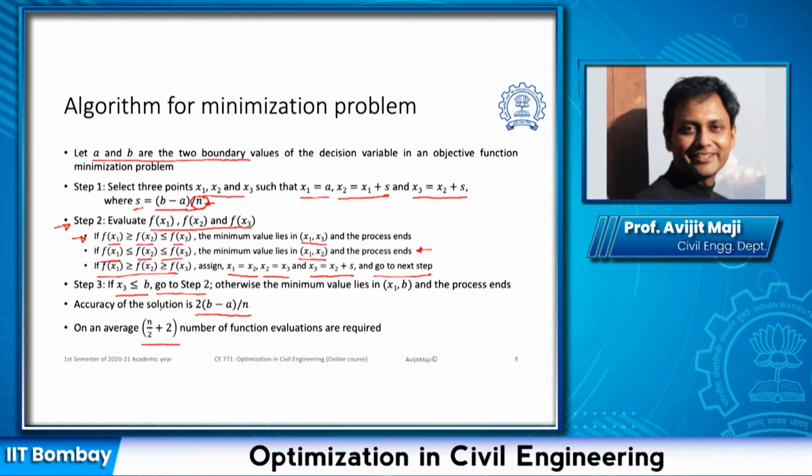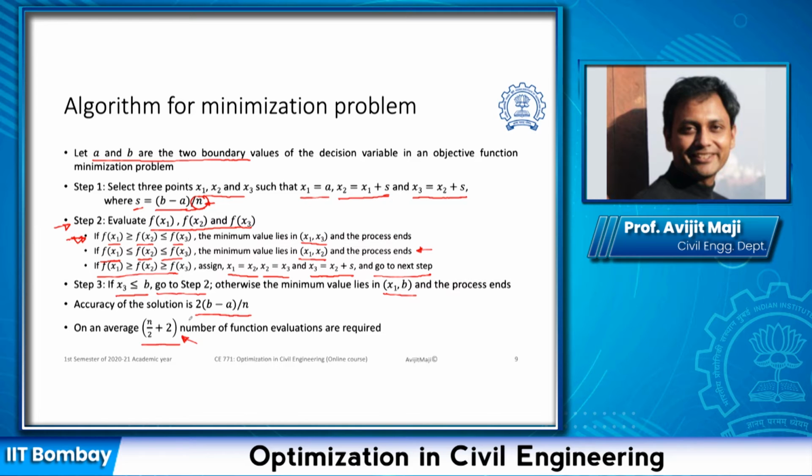If we reach the optimum solution where the first condition is satisfied, then we may have a smaller number of function evaluations. But if we are reaching towards the end, meaning the minimum value lies between these points, then we are going to have the maximum number of function evaluations. So depending on the number of function evaluations required, on an average it is going to be of this amount.